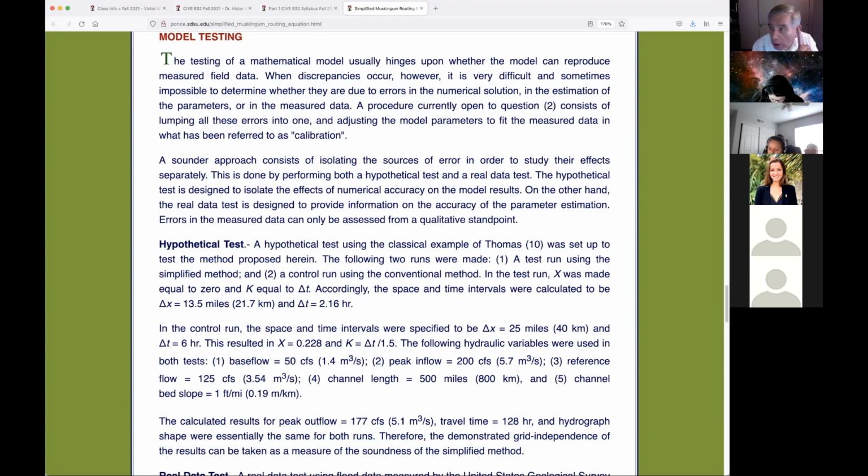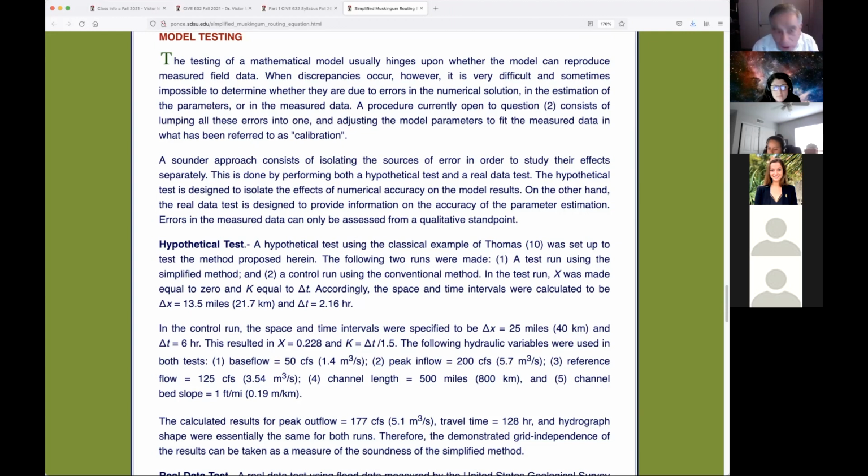Or thirdly, in the measured data. The procedure currently open to question, and this is where I stand strong here, consists of lumping all these errors into one and adjusting the model parameters to fit the measured data in what has been referred to as calibration. You mix apples and oranges and peaches and so forth, and then you get an answer out of the hat, and that's it. That's the answer.